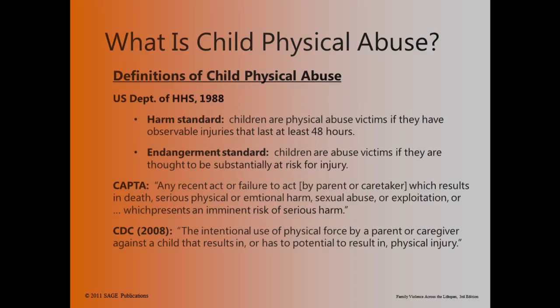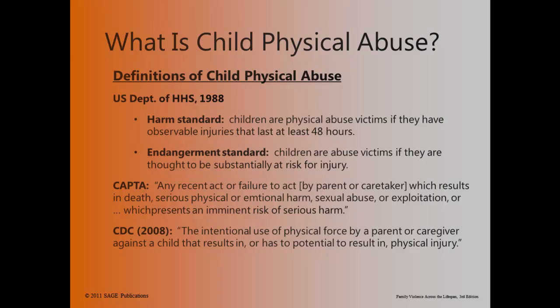So the first thing we want to do is to try to define what child physical abuse is. And there are different definitions for this, as you can see. The U.S. Department of Health and Human Services in 1988 really differentiated between two different types of harm that can come from physical abuse.